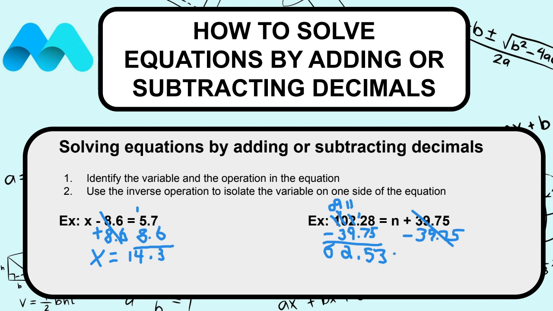Again, we're going to bring down the equal sign, bring down the n, and then if we wanted to, you could, again, check your answer by plugging in 62 and 53 hundredths in for n, and then doing the work in the initial problem. Like I said, we're not going to do that today, but you could if your heart desires.